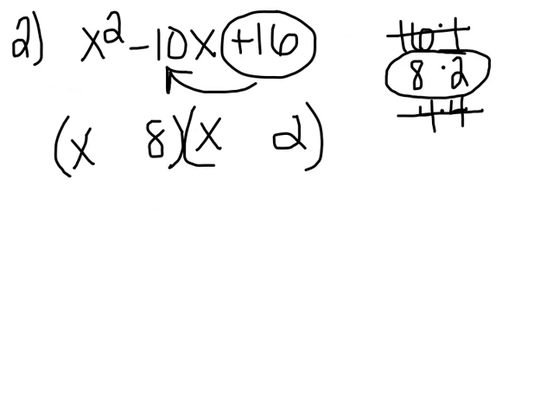Now, the positive 16 tells us that our binomials will have the same sign. The negative 10 tells us that they will both be negative. And as always, we should find the product to make sure that we've done this correctly.